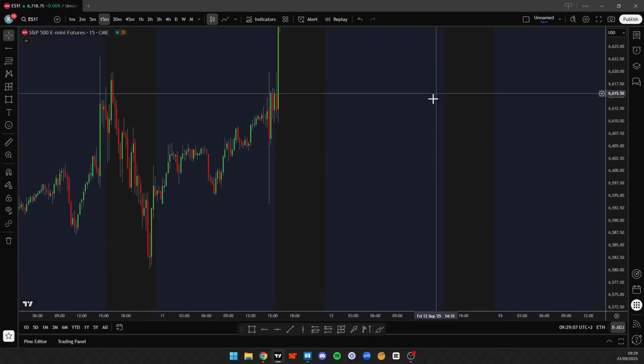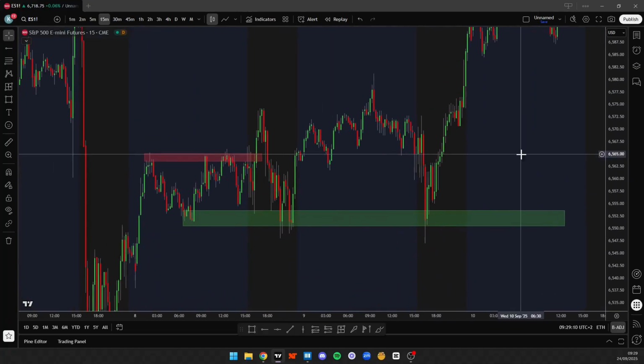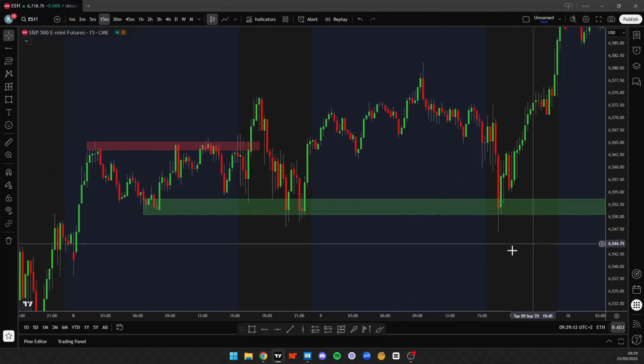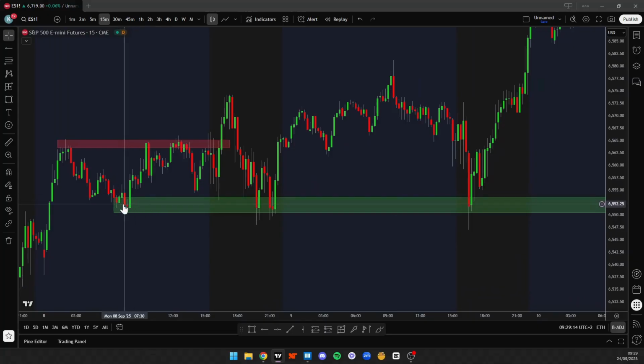So let me show you guys another example that I have marked here on the charts. So here, for example, we have this support level. Originally it was a small demand, and then price reacted off it right here.